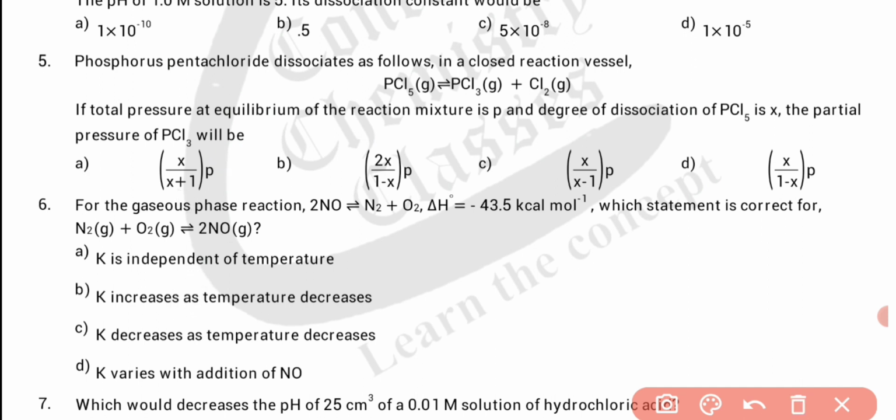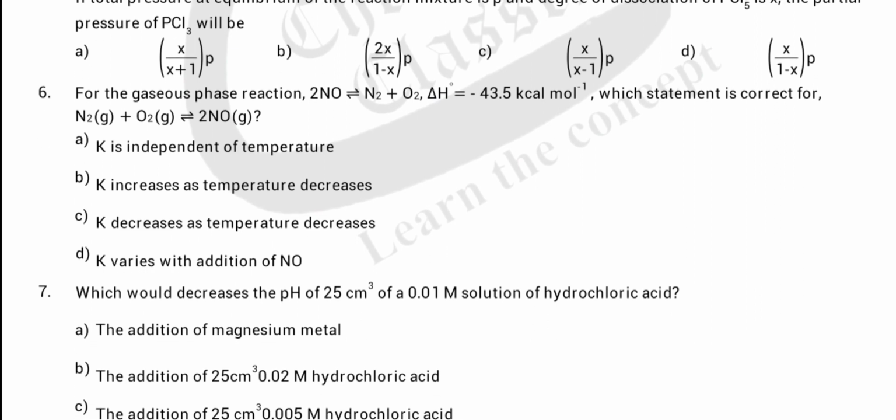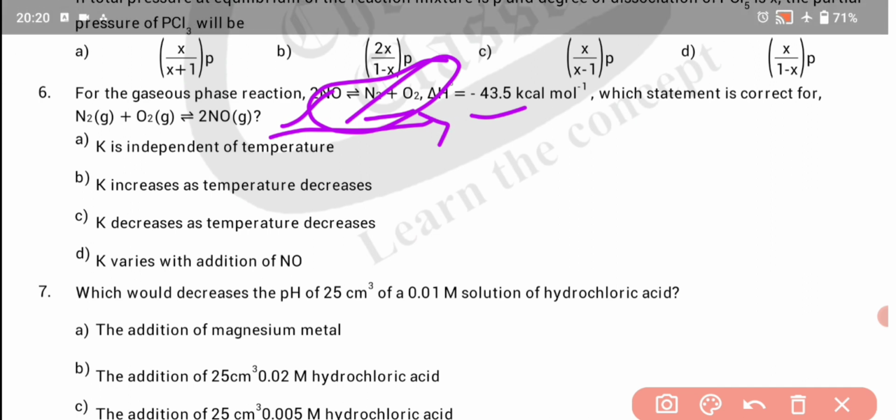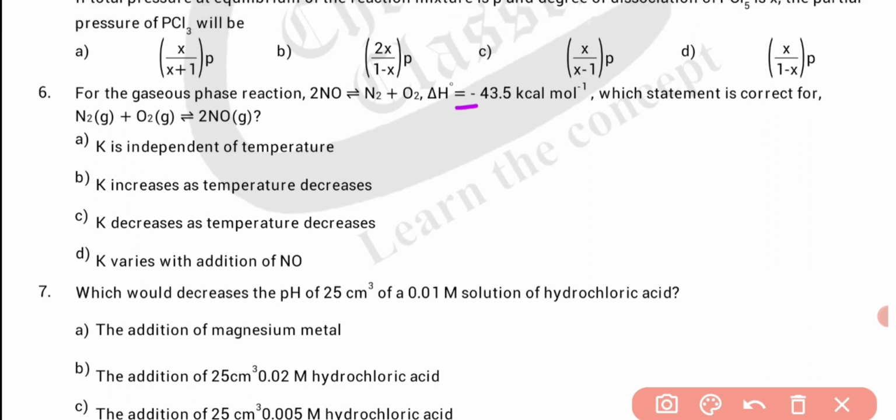Okay, let us move to the next question. The next question is for a gaseous phase reaction. The enthalpy change is given as minus 43.5 kilocalorie per mole. Which statement is correct for this reaction? Remember, this reaction is the reverse of the given reaction. So this reaction has to be endothermic, because for the given reaction the enthalpy change is minus, so for this reaction it has to be plus 43.5. So this is an endothermic reaction.